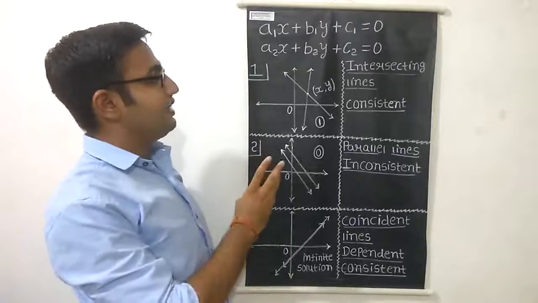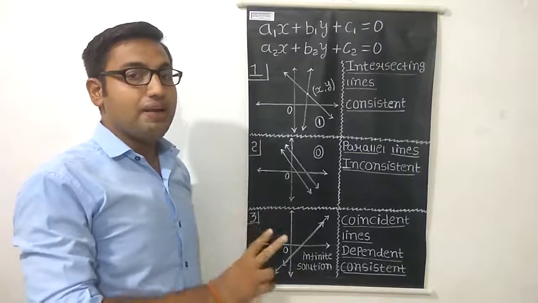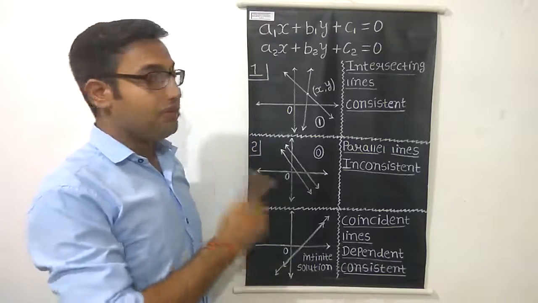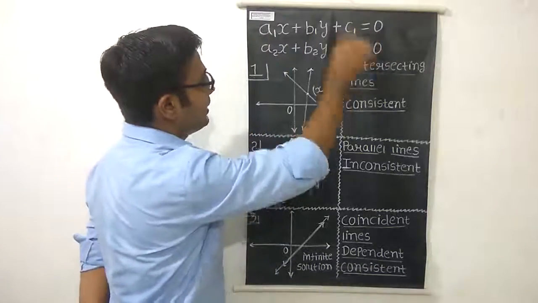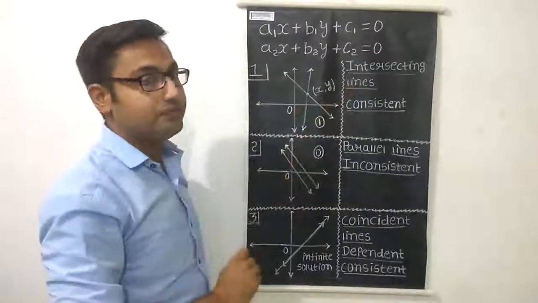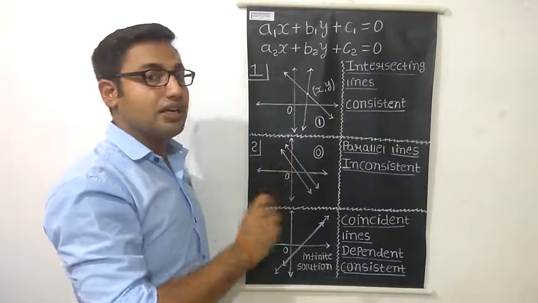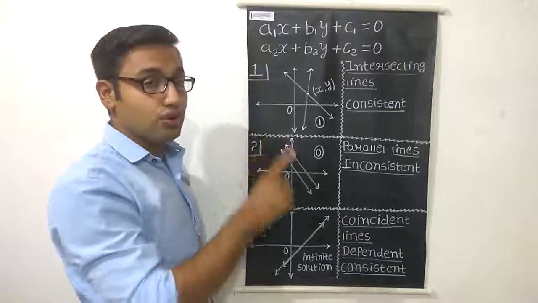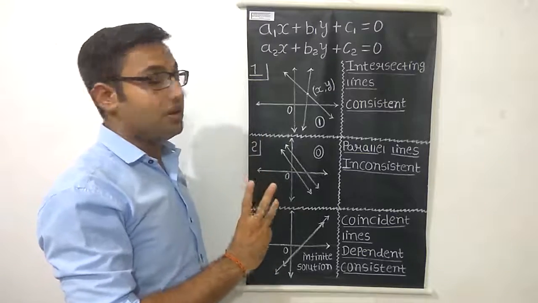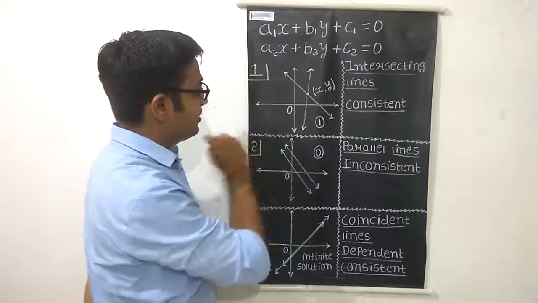So basically there are three cases for two lines. What will happen if we draw the graph for both the lines? Now you know that this is a linear equation, so the graph of this equation is a straight line. Again, the second equation is also a linear equation and its graph is also a straight line. So there are three cases possible for the two straight lines, right? So the very first case is this.